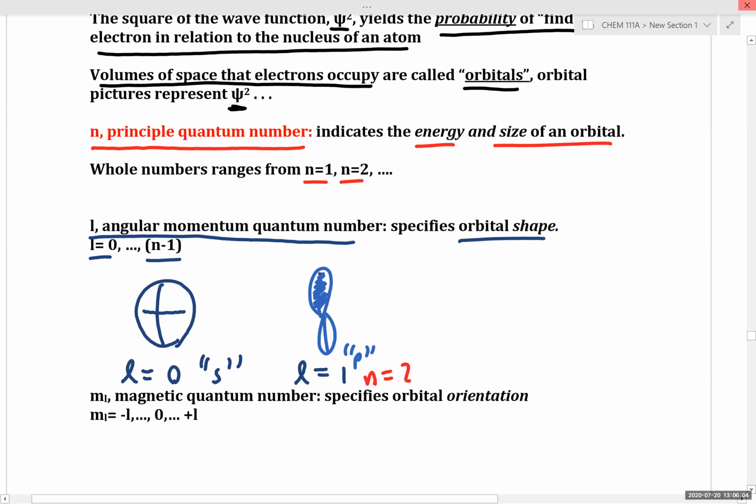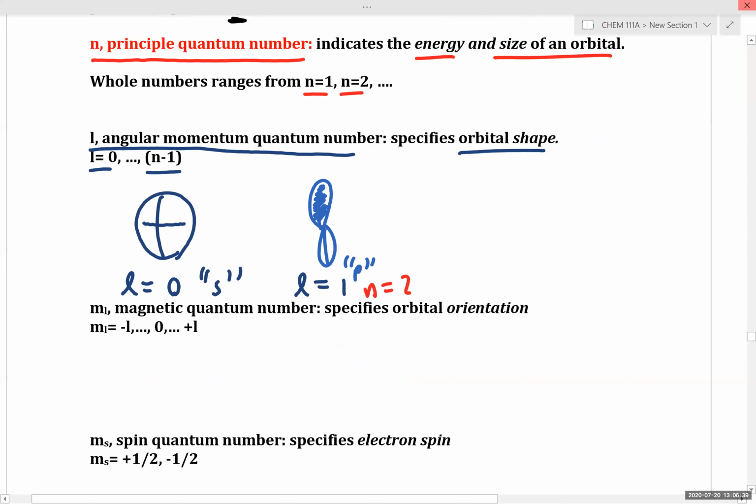Does everyone see, as we change L, the dramatic change in the orbital shape? When we changed L, do the shapes look the same or different? Different. They clearly look different. So changing L changes your orbital shape.